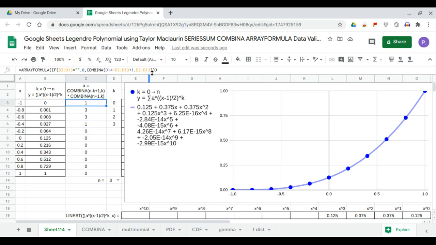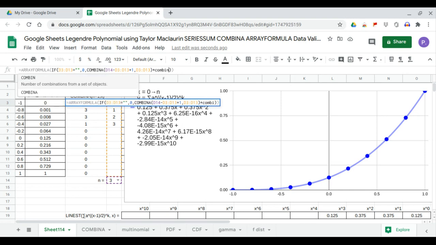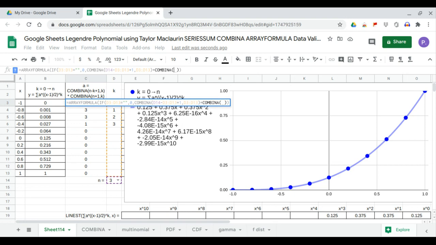Next, continue with the second term, which is again COMBINA. So times COMBINA, and that will be n plus 1 comma k.